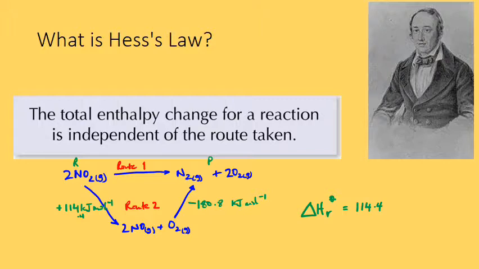So we followed the arrow first, and then we're going to add the enthalpy change for step 2 of route 2, and we find that that is minus 180.8, and that turns out to be minus 66.4 kilojoules.